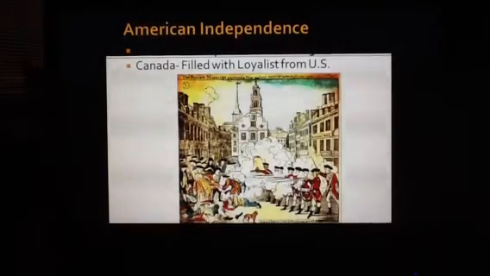With the American independence movement, this is the Boston Massacre down here in the picture. With this independence, the United States eventually broke away from the British, and Canada started to fill with a lot of British loyalists from the United States. Other loyalists that did not end up in Canada moved beyond the Appalachians to places like Mississippi, Tennessee, and Kentucky to get away from the war itself.